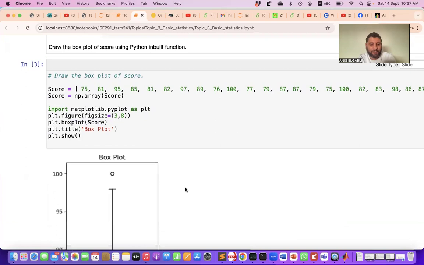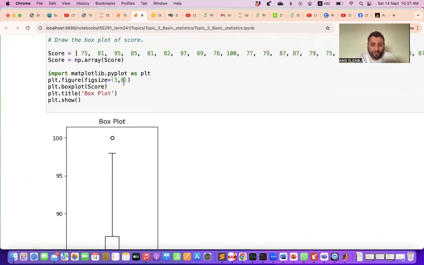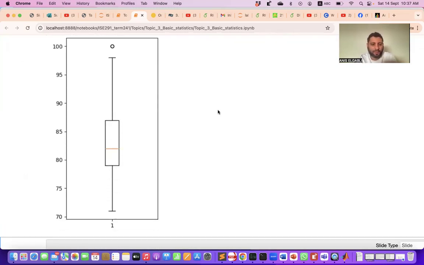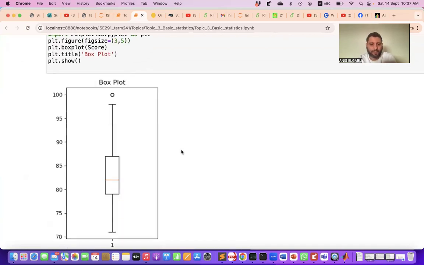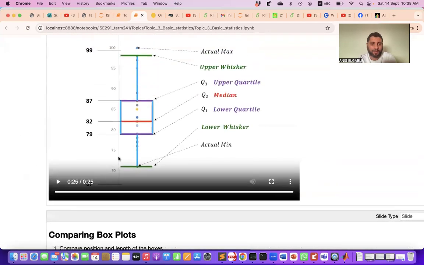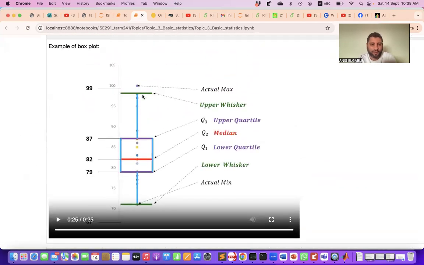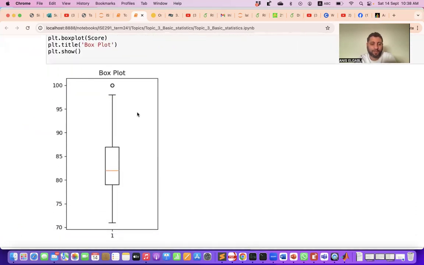Okay, this is the plot. This is how we do it with Python. The height is maybe too high. Let's do 6. Okay, this is it. The same figure we saw above, right? There's only one outlier from the top, and that's it. It's the same figure we saw in the video.